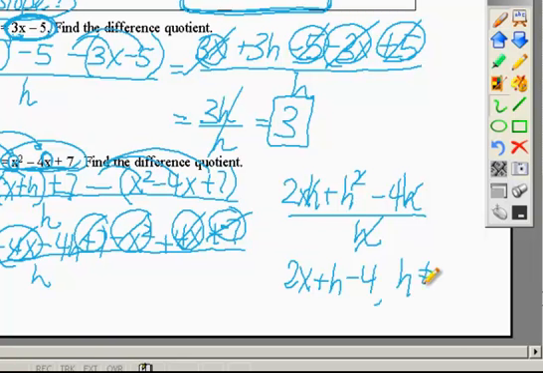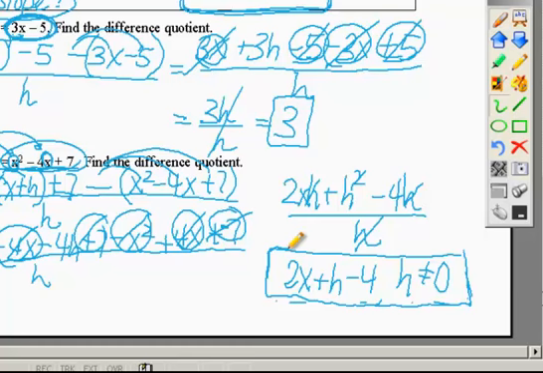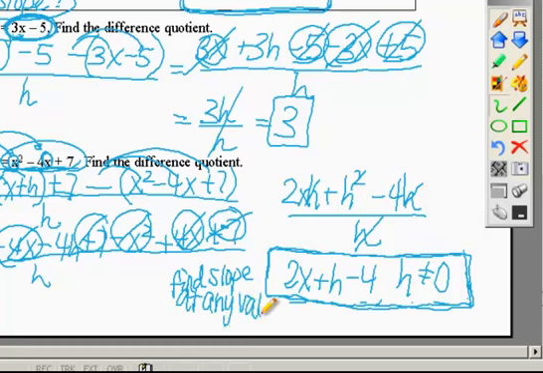We have to assume if I have h's left that h cannot be 0. Because if h were equal to 0, we never could have done this problem because dividing by 0 gets us an undefined fraction. What this answer allows us to do is to find the slope at any value of x.